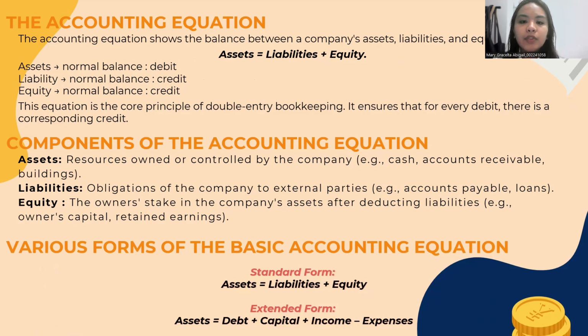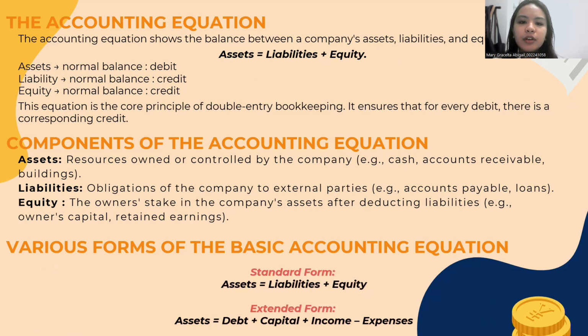2. Components of the accounting equation. There are 3 components in accounting, which are assets, liabilities, and equity. Assets are resources owned or controlled by the company. Examples: cash, accounts receivable, and buildings. Liabilities are obligations of the company to external parties. Examples: accounts payable and loans. Equity is the owner's stake in the company's assets after deducting liabilities. Examples: owner's capital and retained earnings.